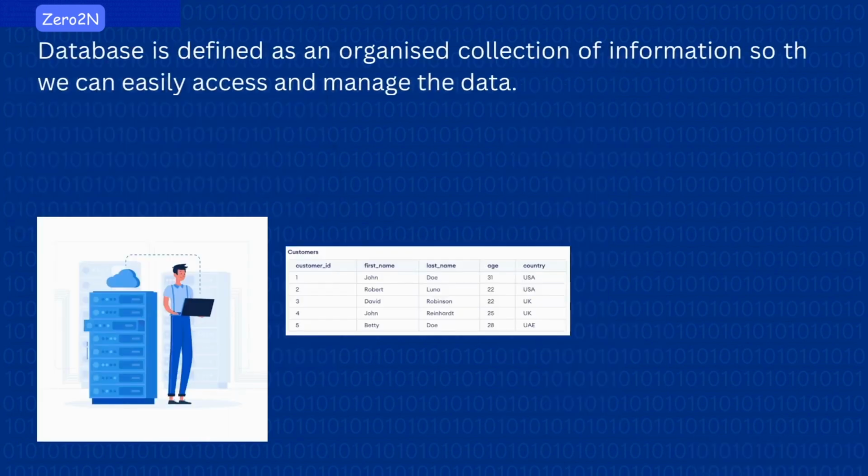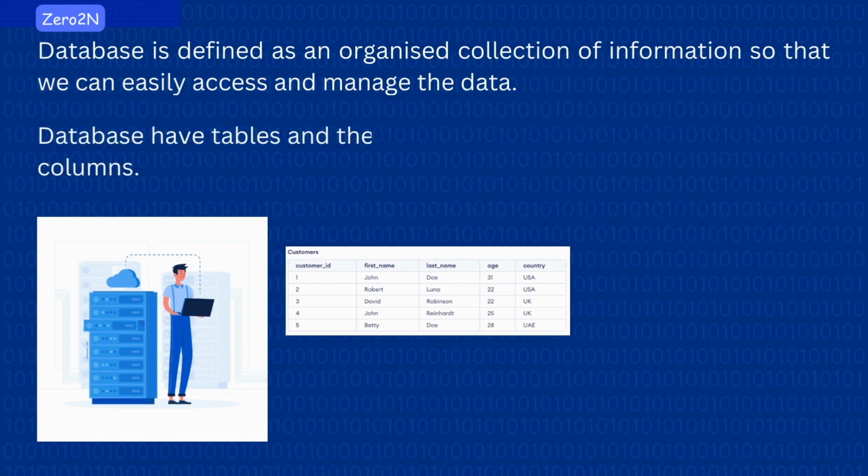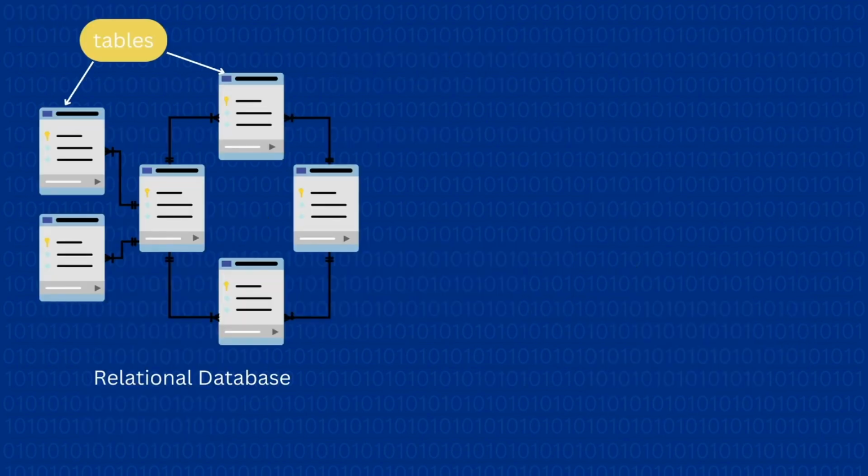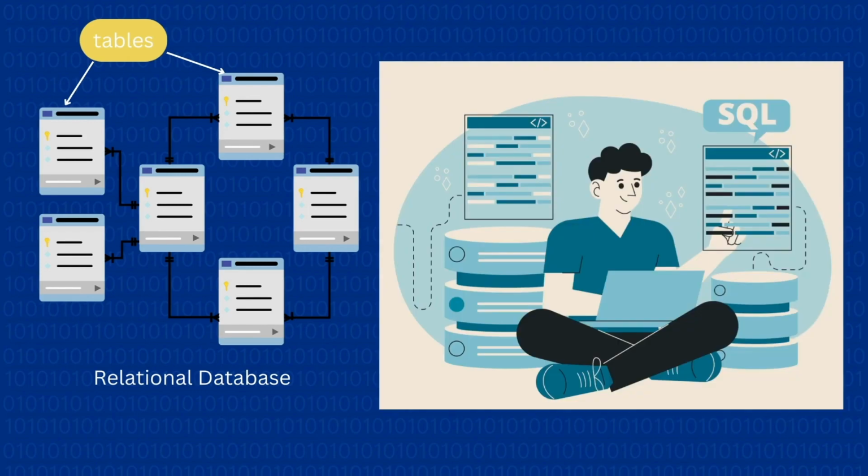In the computer world, database is defined as an organized collection of information so that we can easily access and manage the data. Databases consist of tables and the data is stored in tables having rows and columns. In databases, mainly relational databases, we can easily get required data in whatever sorted order and can apply various filters on it and can get the joined data from more than one table.